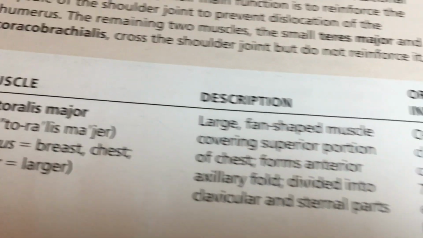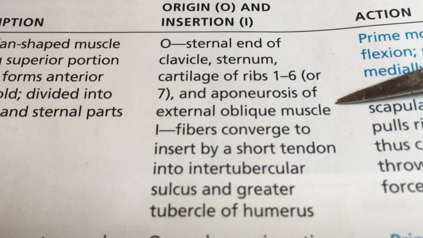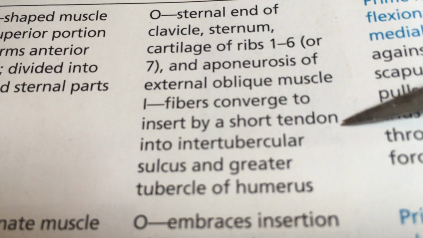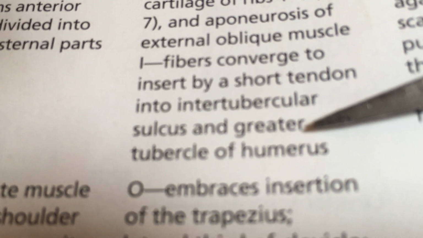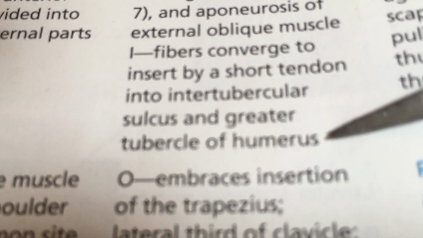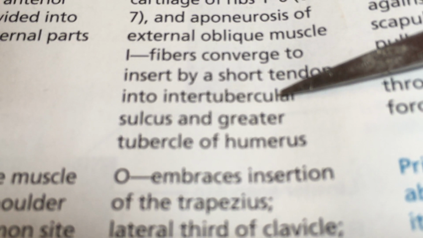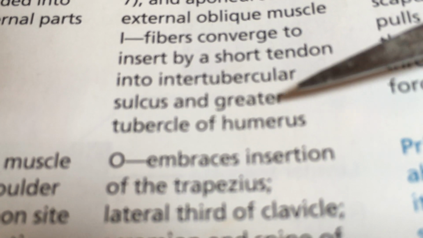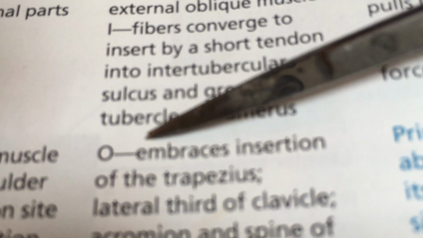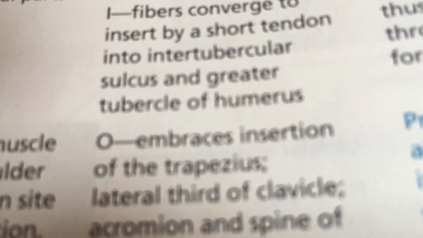We're going to go from those three different areas that I described, and it's going to converge to insert by a short tendon to the intertubercular sulcus, greater tubercle of the humerus. There's already something in the intertubercular sulcus, which is the latissimus dorsi. So it's actually going across that to the ridge leading up to the greater tubercle.